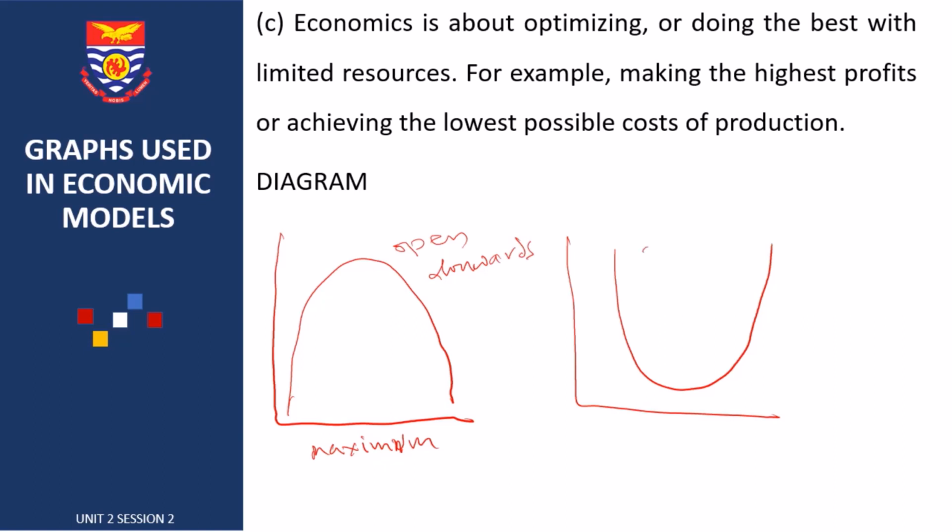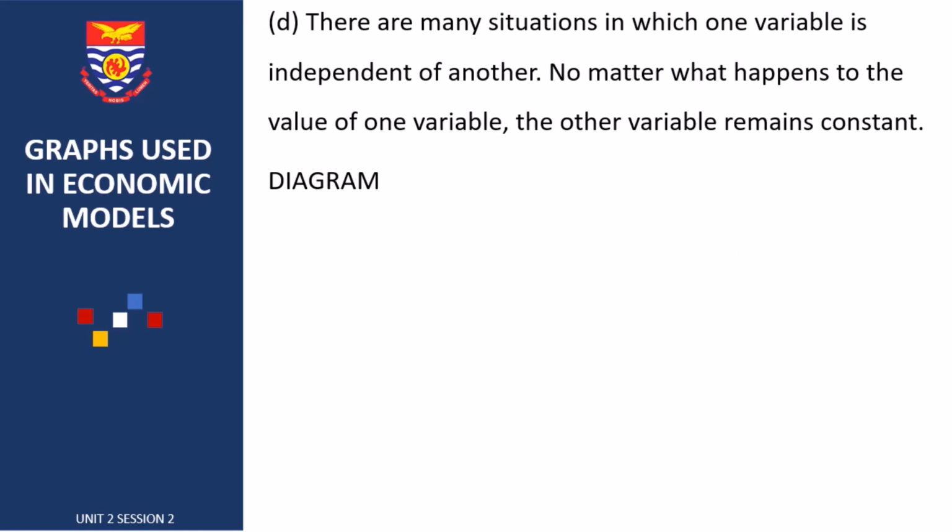This is opened upward, and that is the minimum curve. Now we will look at the fourth curve, which looks at the case where one variable is independent of the other. There are many situations in which one variable is independent of the other. No matter what happens to the value of one variable, the other may remain constant.